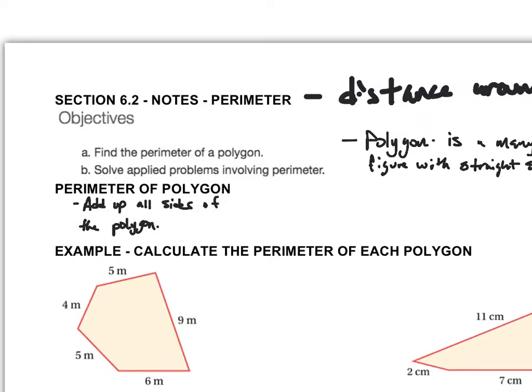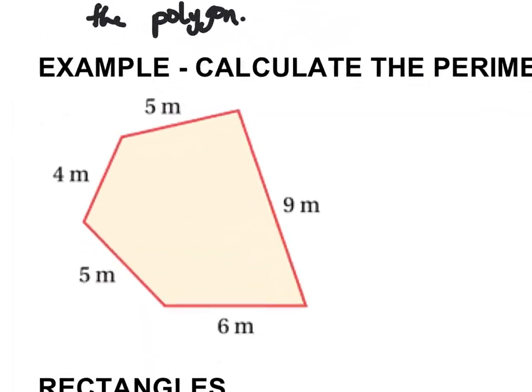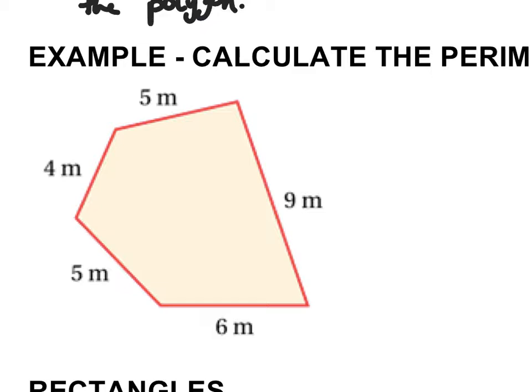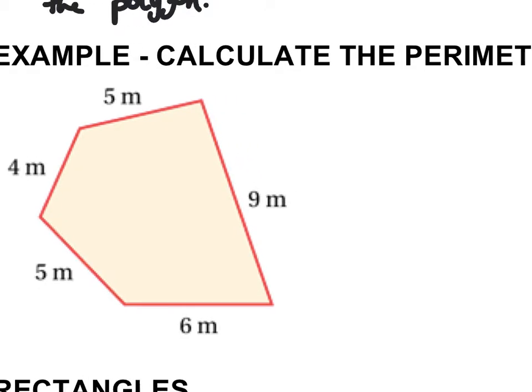But what we're going to do to figure out the perimeter of a polygon, we just want to add up all the sides. Okay, and on this first example, calculate the perimeter of each polygon. Let's take a look at this guy. My perimeter for this first polygon, we're going to denote that as the perimeter P. Okay, and so for P, we're just going to add up all these sides.